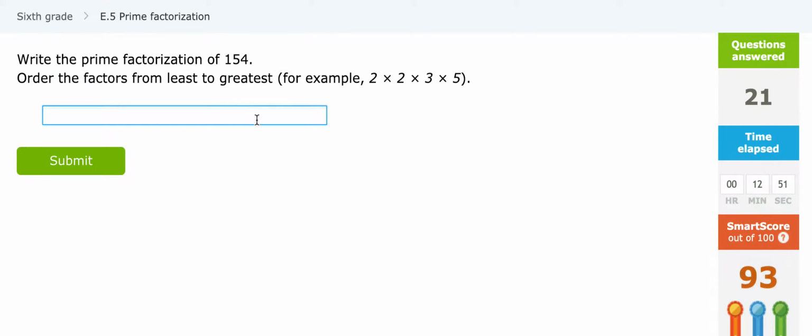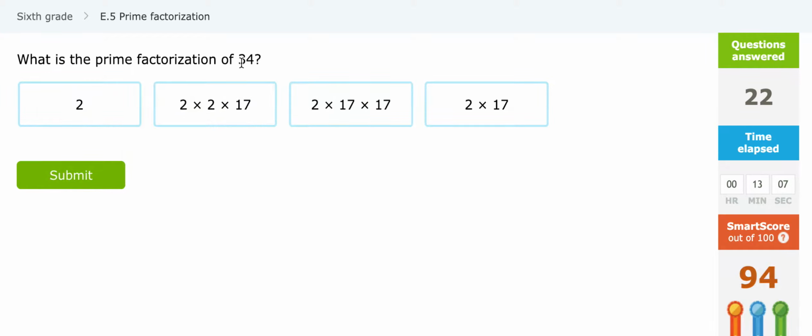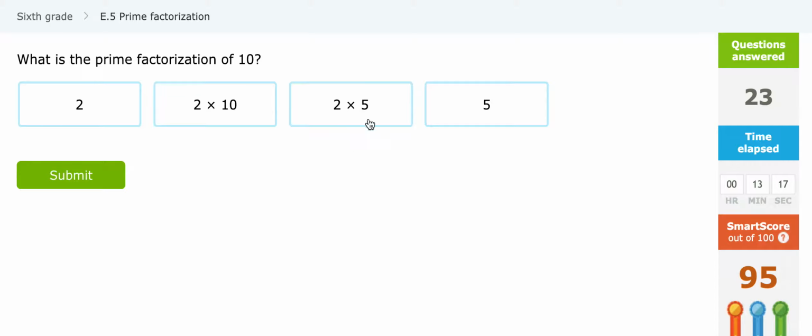So 154, we can say, oh yes, try dividing by 2 first. And so what will that be? It'll be 77. 77 is divisible by 7, and that leaves 11. So 2, 7, 11. When we look further, 34, we say divisible by 2, and then 17 we will eventually recognize as being prime. 10 is 2 times 5.